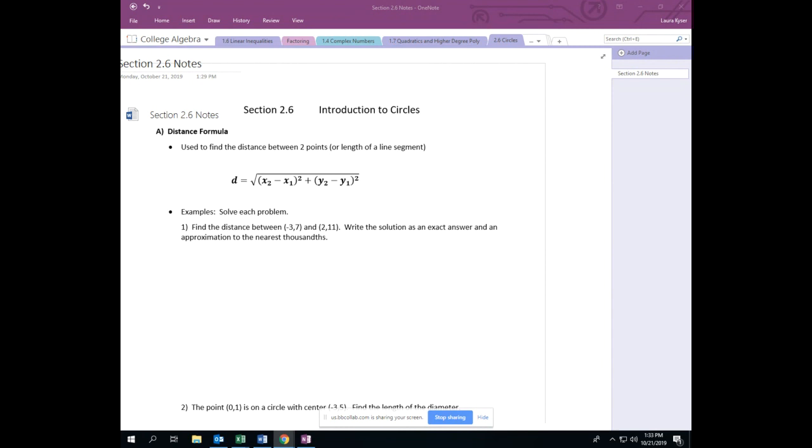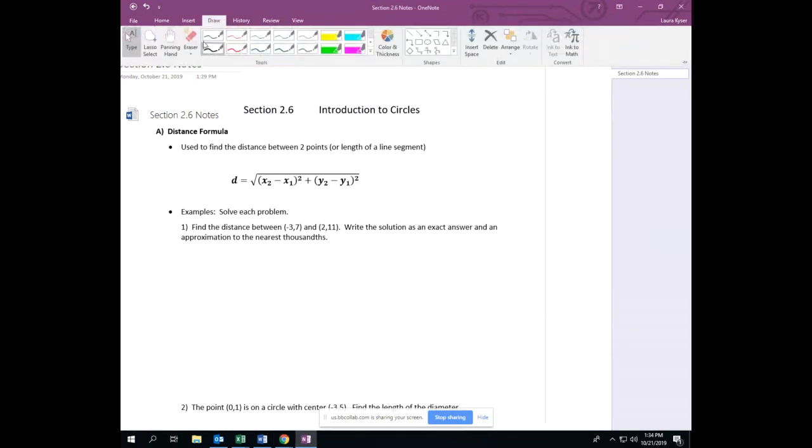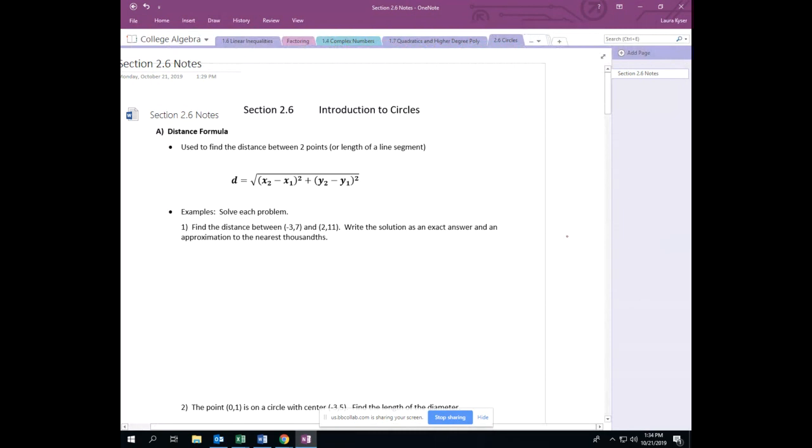And we are going to be relating a couple formulas to the circle formula. So there will be a little bit of talk of some linear type stuff, but all of this is going to lead us into writing equations and graphing circles. So I've pulled up some notes for section 2.6, and we're going to jump right in and talk about our first formula. The first formula is the distance formula.